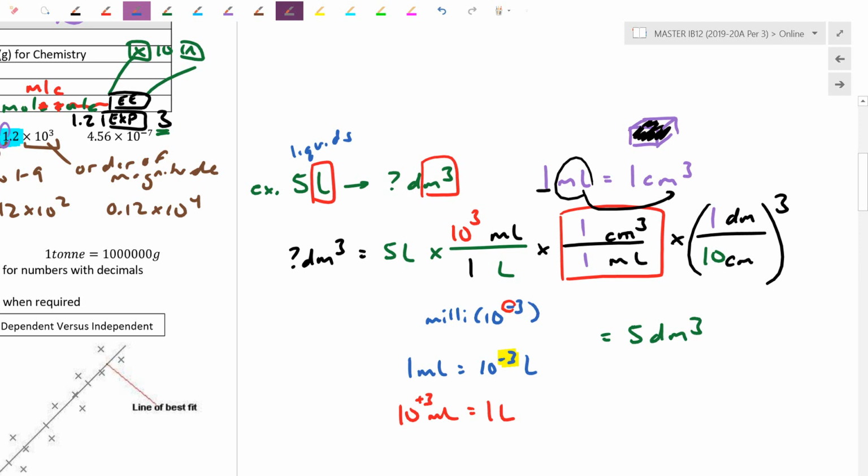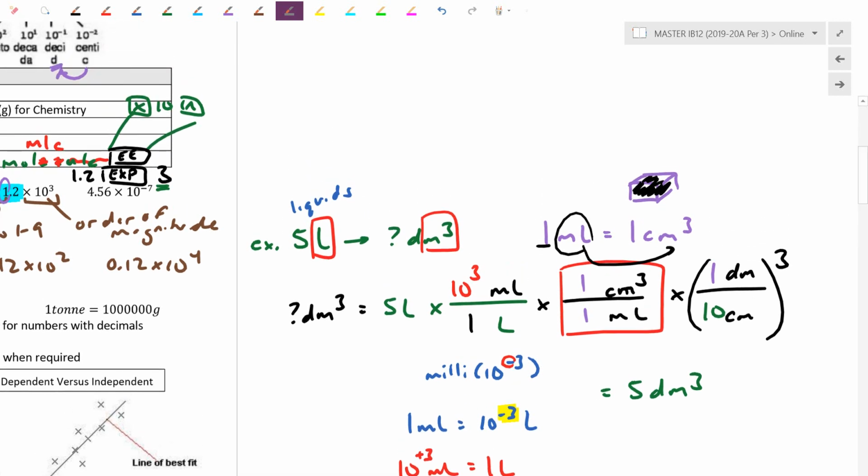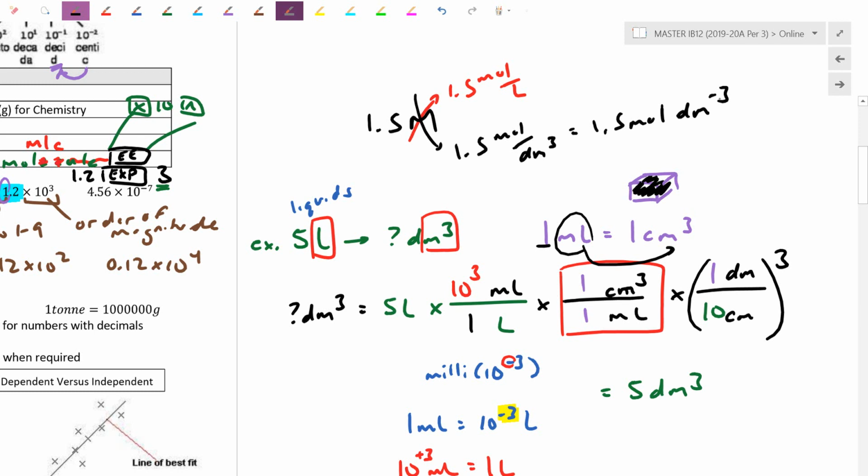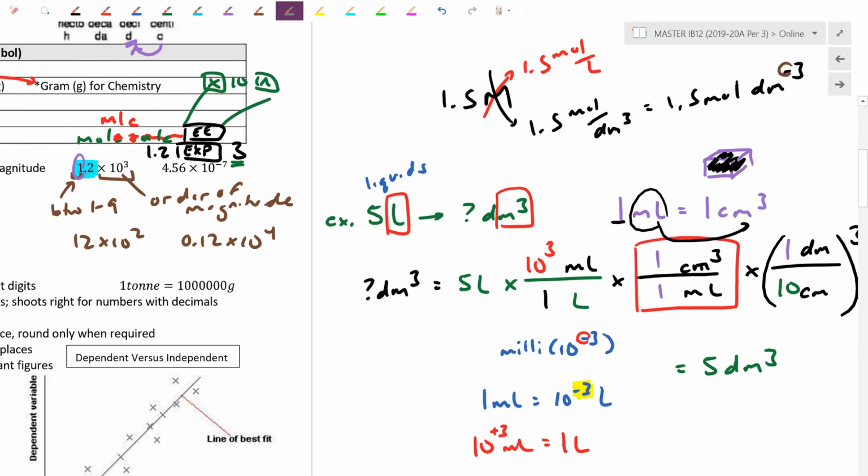You can leave your answer in liters if you want, but be careful when they word the problem, because they're going to quote it in decimeter cubed as opposed to liter. For example, when we did our solutions, I may have had a 1.5 molar solution. In regular Chem 11 and Chem 12, we would read that as 1.5 moles for every liter. For IB, they're going to switch this to 1.5 mole per dm cubed, or if I write it in one line, 1.5 moles dm to the negative 3. Again, negative means per, and that gives the unit mole per liter. So that's how we did our unit conversions here.